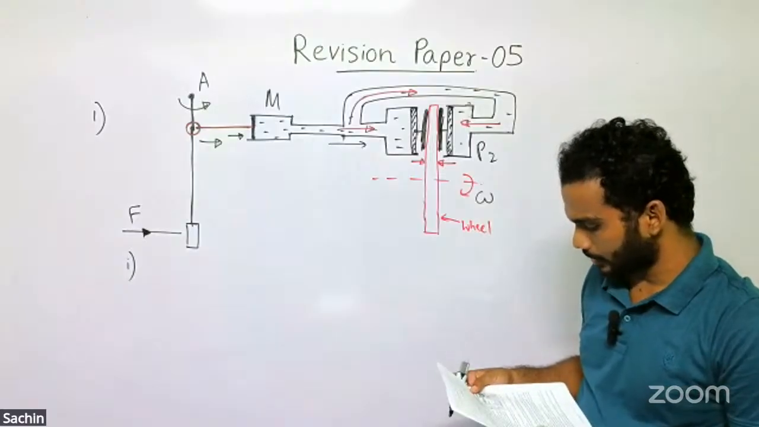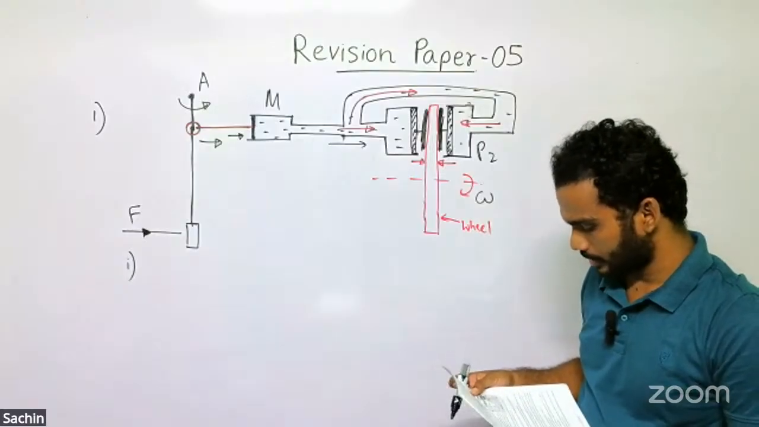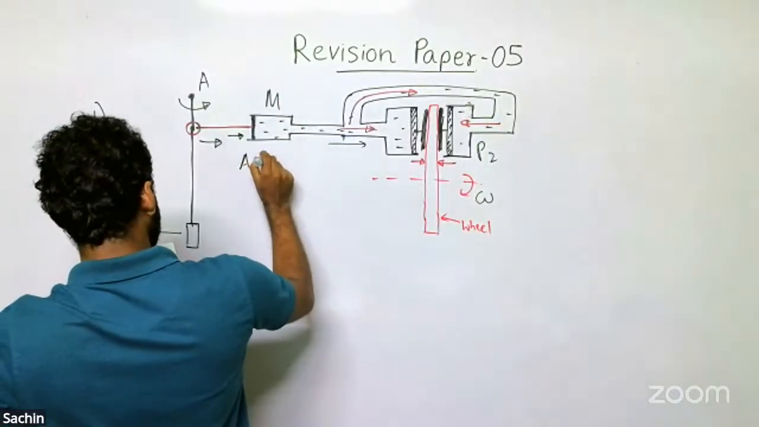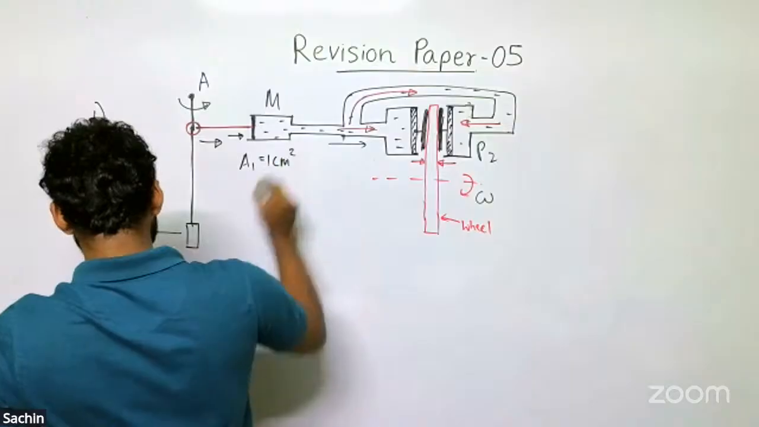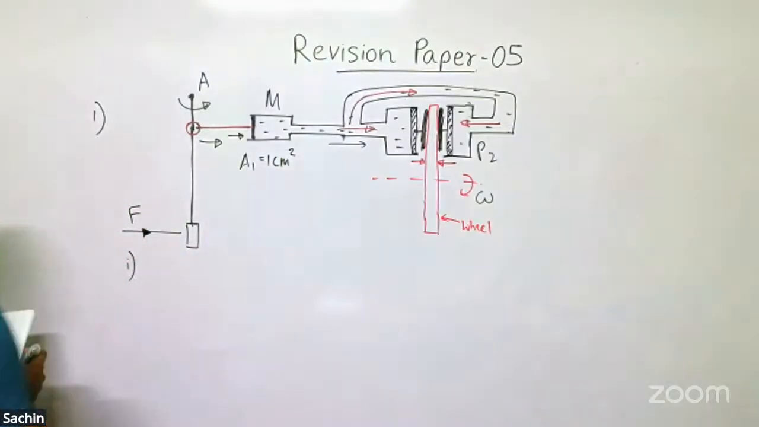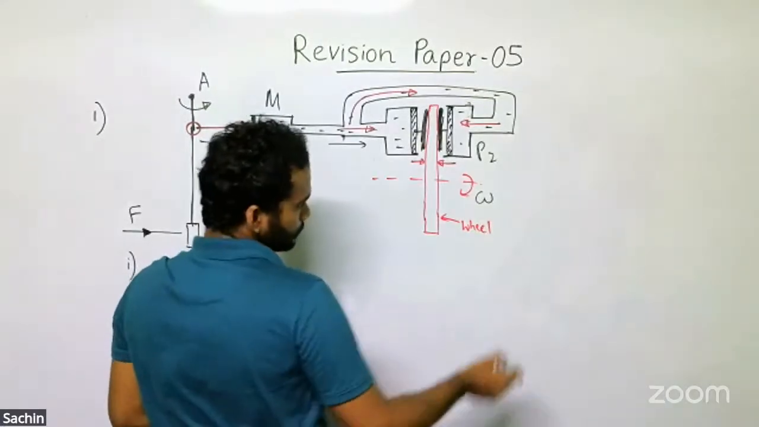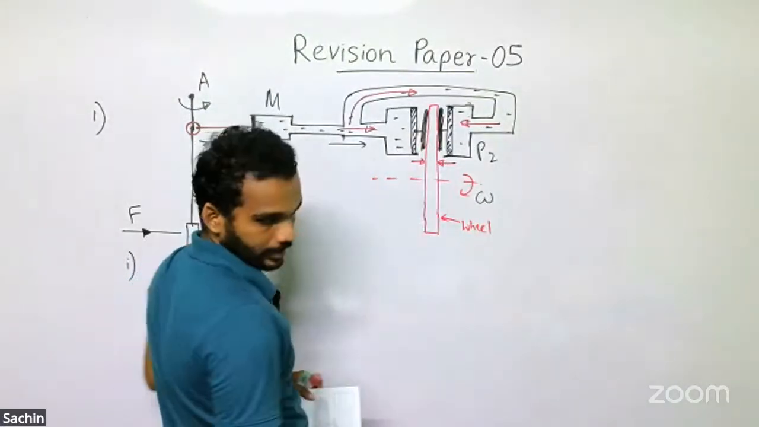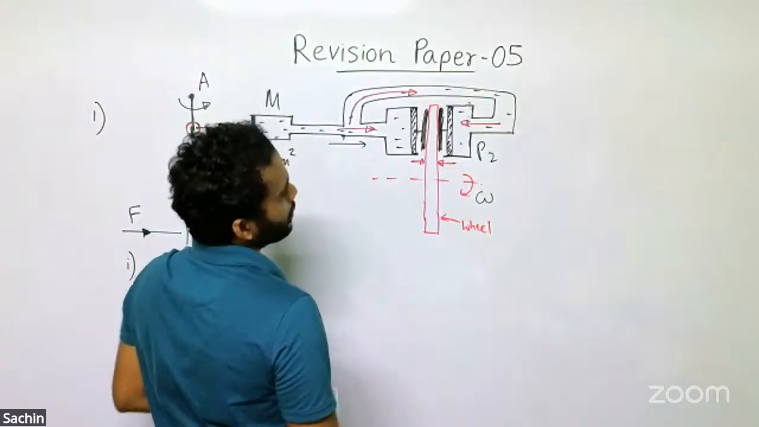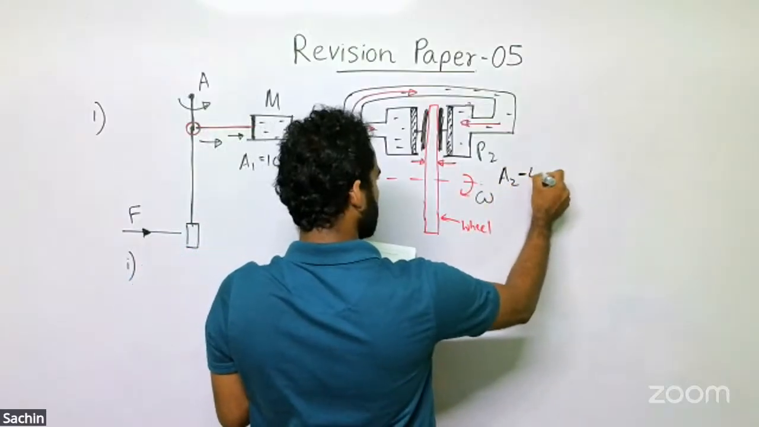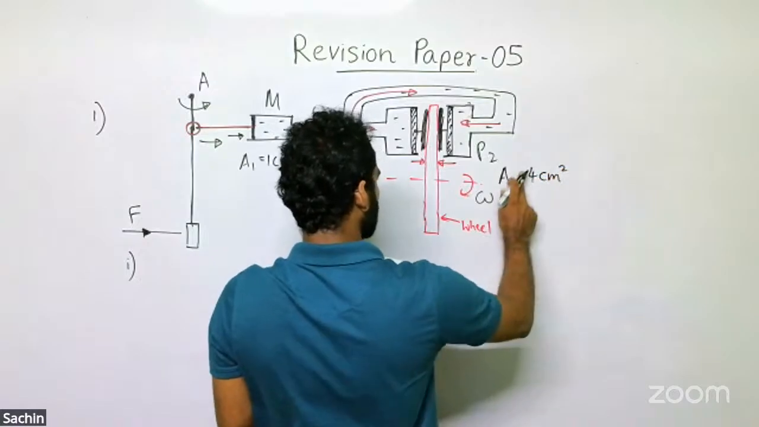The cross-sectional area of the master pump piston P1 is 1 centimeter square. So the cross-section area of this is 1 centimeter square. And the cross-section area of the secondary piston is 4 centimeters square. So there are two secondary pistons, and for one, the area is 4 centimeters square. Okay.